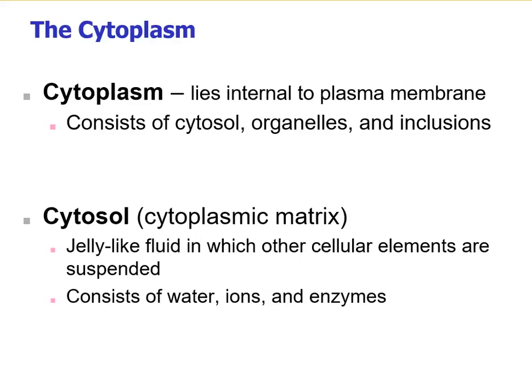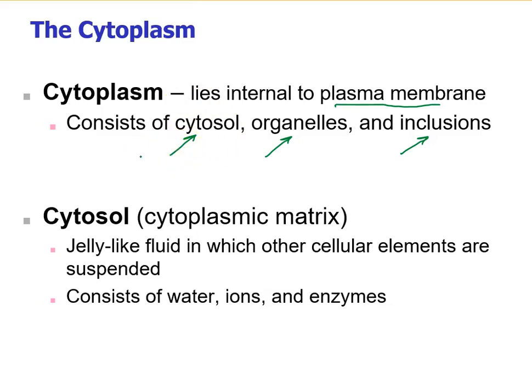Cytoplasm is everything that lies between the cell's outer boundary, which is the plasma membrane, and the nucleus. Within the cytoplasm, you find different components that work together to keep the cell functioning. The cytoplasm consists of cytosol, organelles, and inclusions. Let's start with the cytosol.